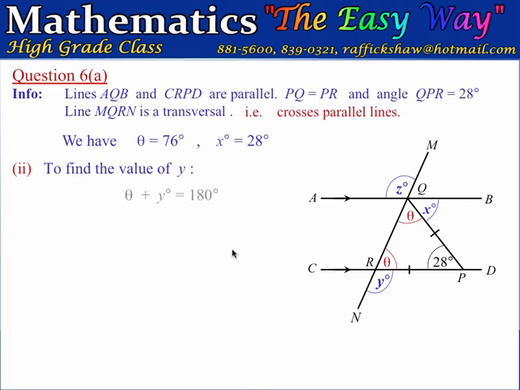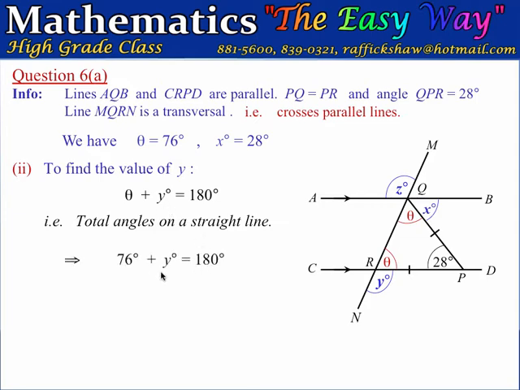So let's show that. Theta plus y degrees is equal to 180 degrees because the total angles on this straight line right here will be 180 degrees. And since we know theta is 76 degrees, then we can put that in this formula here.